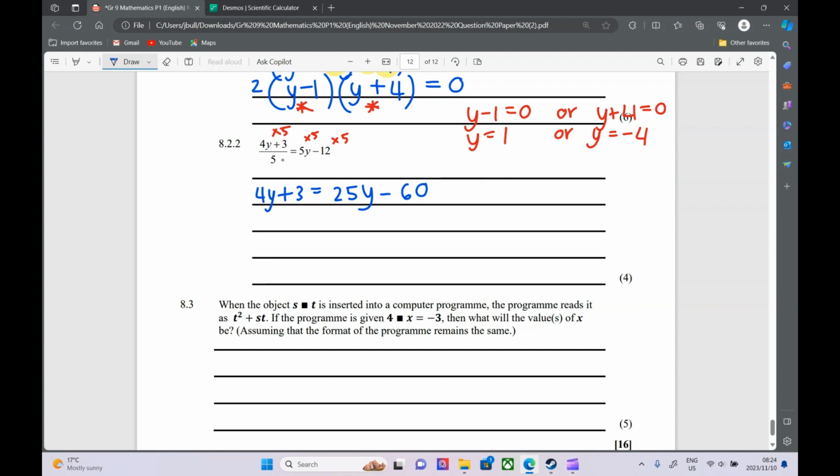So let's take the y across. We're going to have 3 is equal to 25y minus 4y minus 60. Let's take that 60 across. So we're going to end up with 63, because if we take it across, we add it. So 63 is equal to 21y. And then we're going to just go 63 divided by that 21, which is going to give us 3. So y is equal to 3. The reason we divide by the 21, we're trying to get the y by itself. So you're going to take that across and go 63 divided by 21, and we get 3 as our answer.